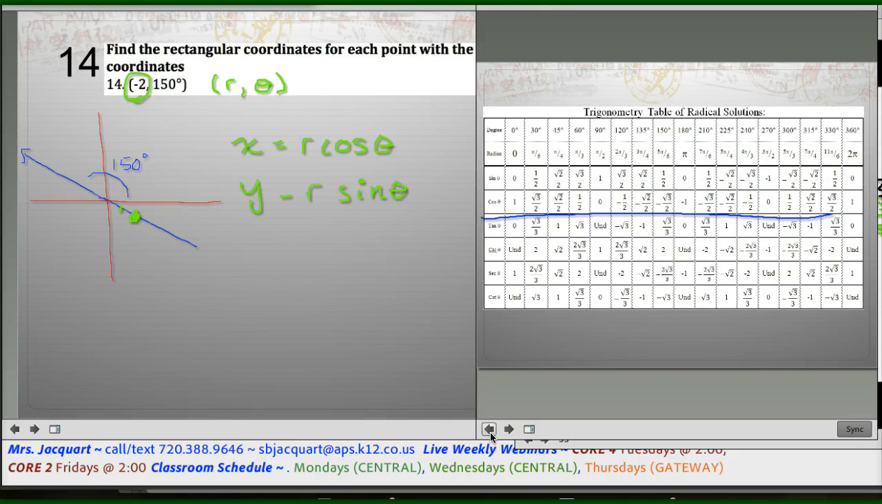Okay, so looking at here, let's go look at 150. 150 sine and cosine are right there. This is your sine, this is your cosine. Let's come back here, put the equals there. So r is -2. Cosine of 150 is -√3/2. And sine of that is 1/2. So x equals +√3, y equals -1. So it's going to be √3, comma -1.